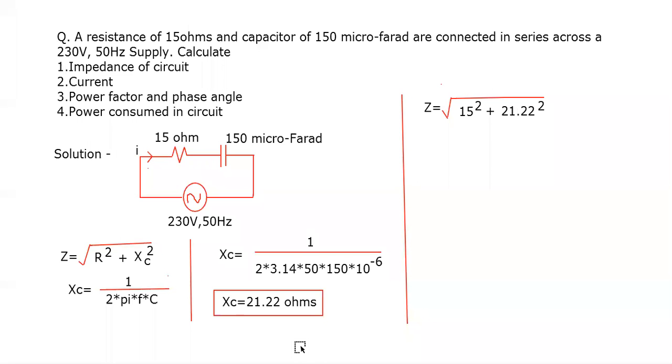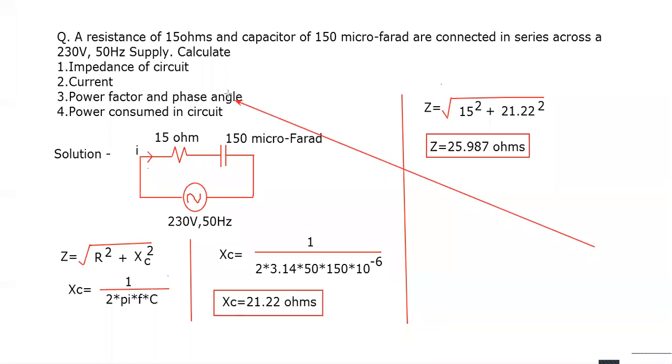So from here the calculated value of impedance Z is equal to 25.987 ohms. Okay, you can also calculate. So it is impedance. It is our first answer, impedance of the circuit. Now current.